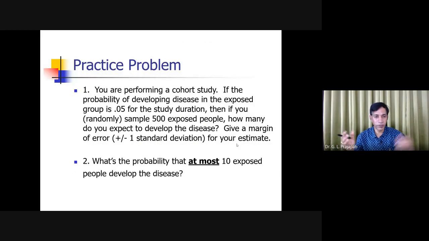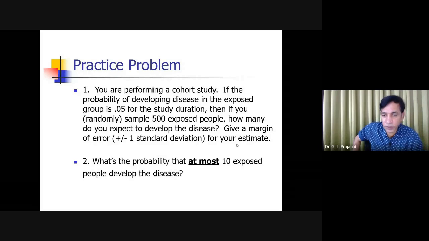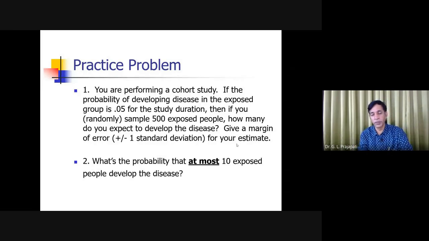Cohort study means group study, you know. Sometimes people are observing particular groups, how they are growing and so on. So this is known as the cohort study. So if you are performing a cohort study, if the probability of developing a disease in the exposed group is 0.05, this is important. So you are going to perform a cohort study.